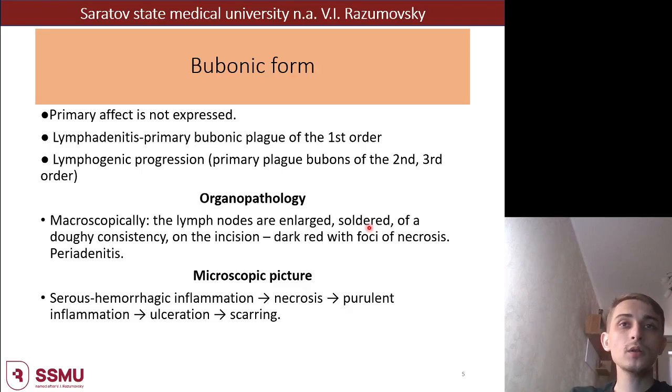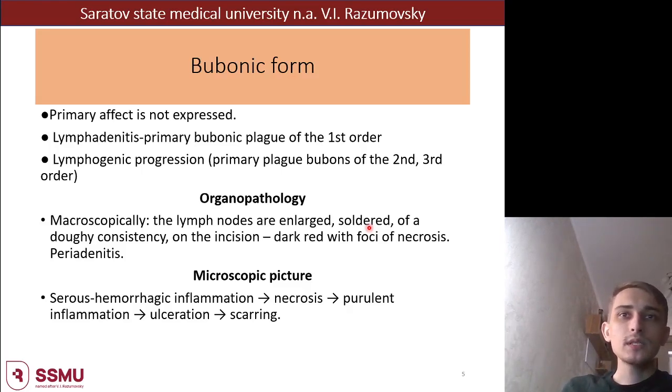On incision, they have dark red foci with necrosis, and this dark red color is associated with the special hemorrhagic type of inflammation in this type of infection. And also we can see periadenitis. Periadenitis is inflammation in the surrounding tissues, the tissues which surround the lymphatic nodes.